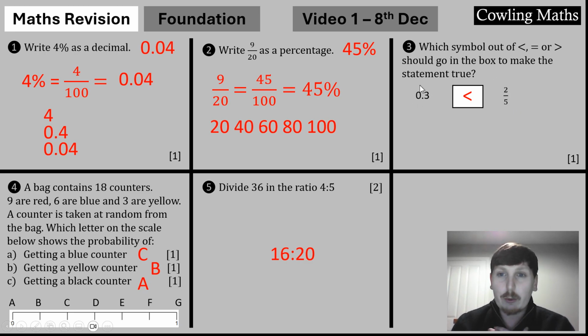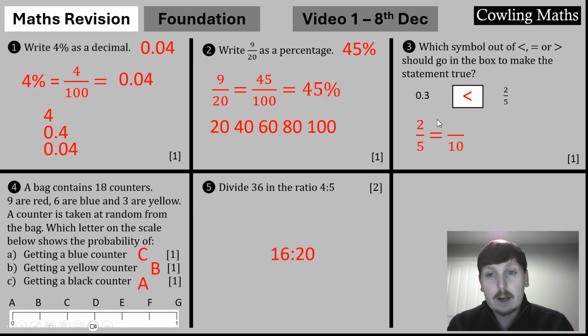You might know this is 3 out of 10. This one's a fraction, and double the numerator, double the denominator. Sorry, so that's 4 out of 10. And 4 out of 10 is bigger than 3 out of 10. Or you can turn them both into decimals like me.